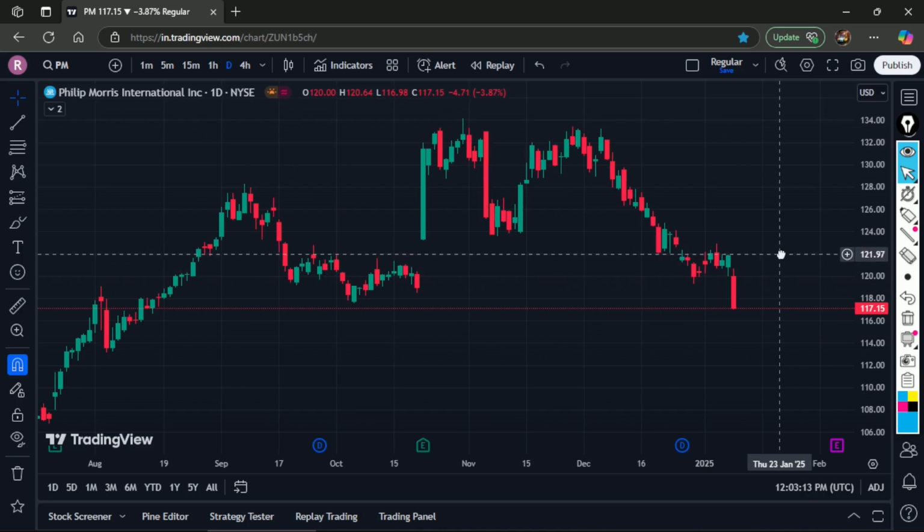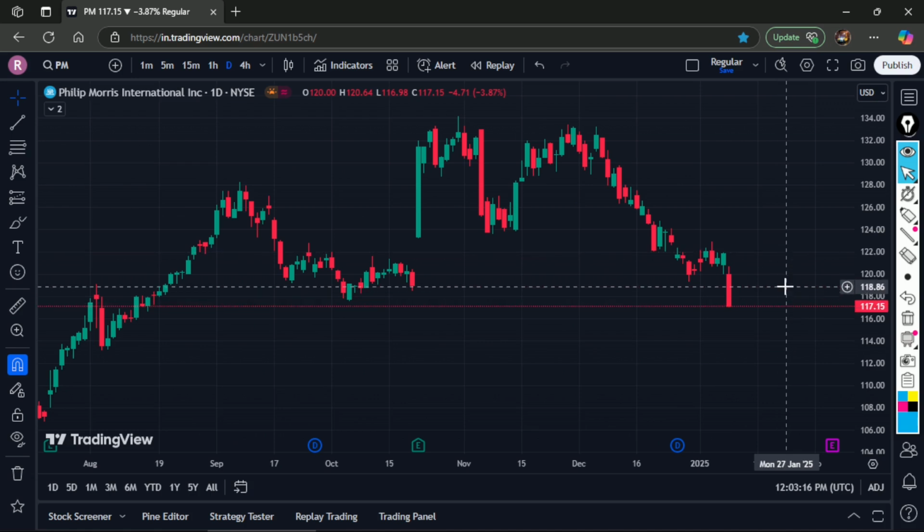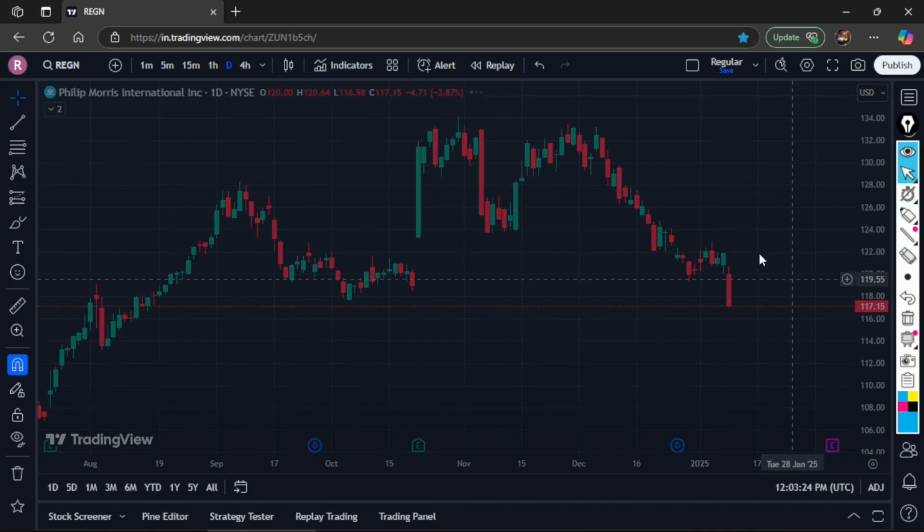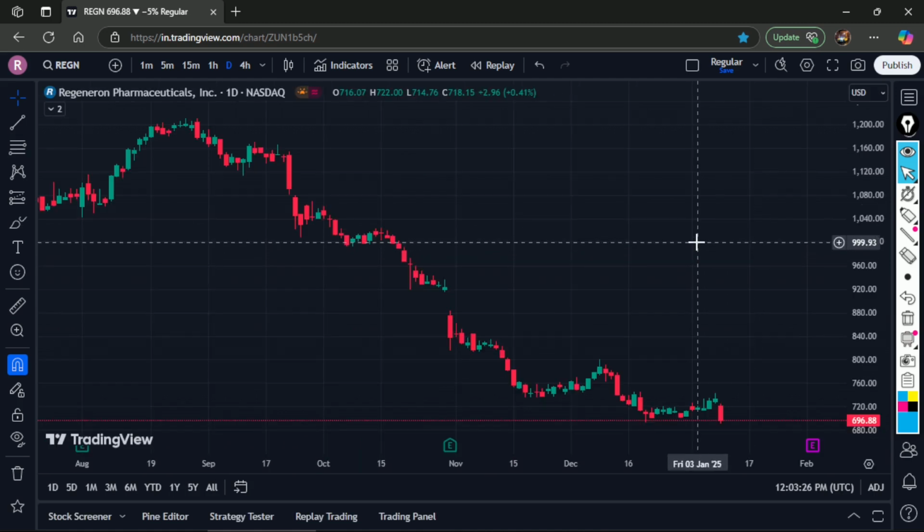Now in PM, here in PM it is still negative. As we can see here, PM is also in negative, so there is nothing. Just wait and see how things are going to unfold here.